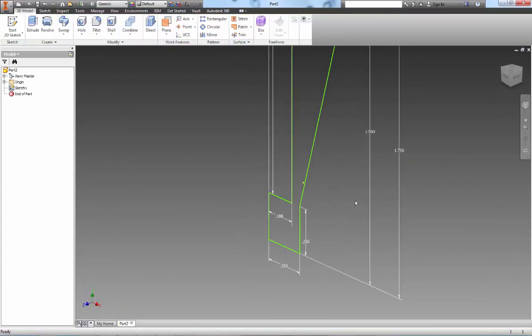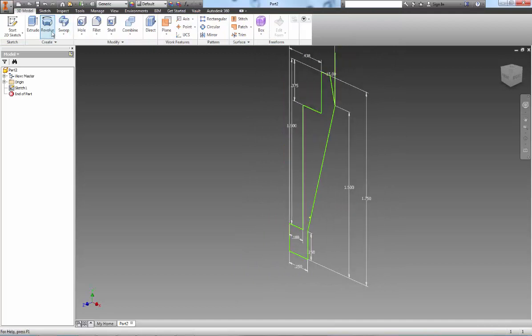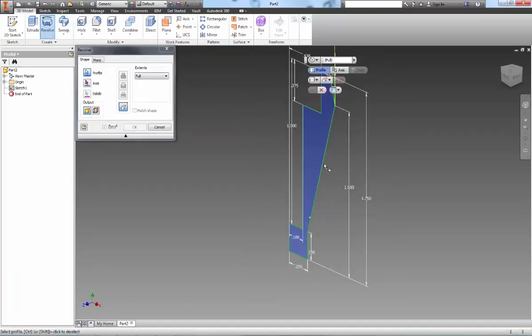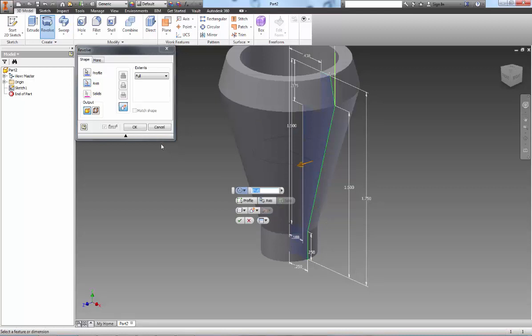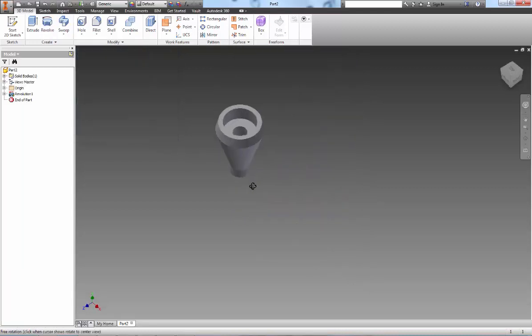I'm going to go ahead and finish my sketch. Now I just need to go to Revolve, click on the surface, and then for my axis, I'm going to choose this line. Click on that, hit OK. And if you did it correctly, you should have a smokestack.